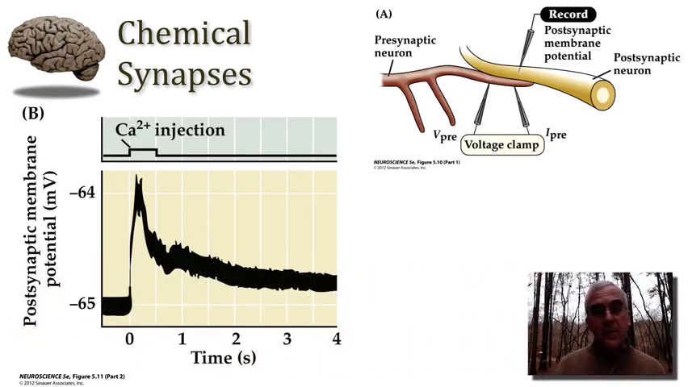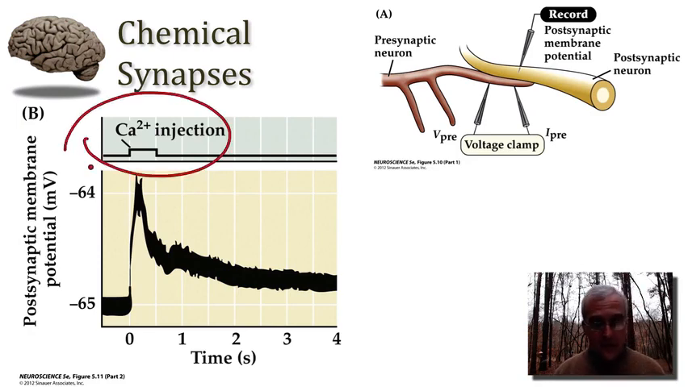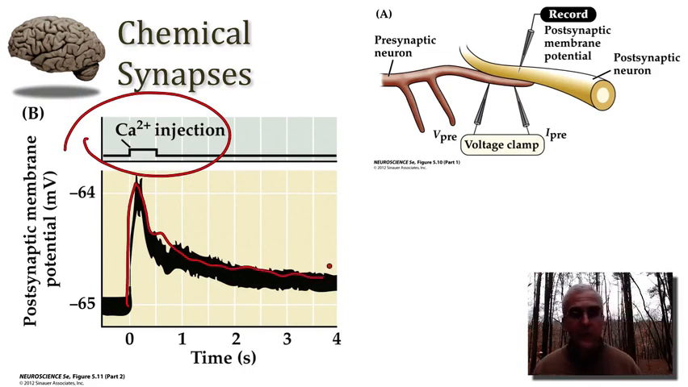Likewise, a series of experiments were done that further this theme, which illustrate that calcium is both necessary and sufficient to trigger vesicle fusion and the release of neurotransmitter. So now, using the same preparation, it's possible to inject calcium directly into the presynaptic terminal. And when you do that, you can measure a depolarization of the postsynaptic neuron.